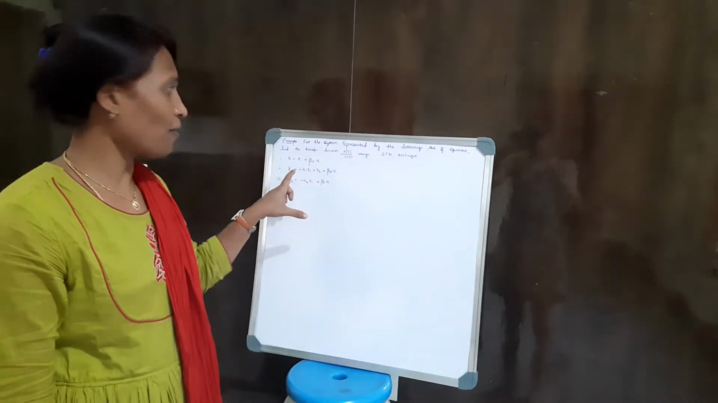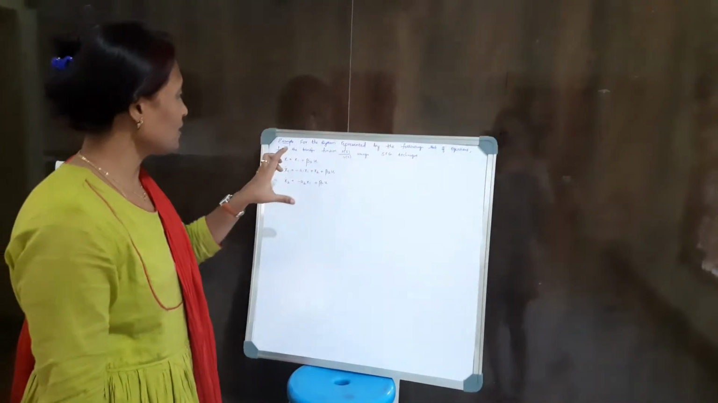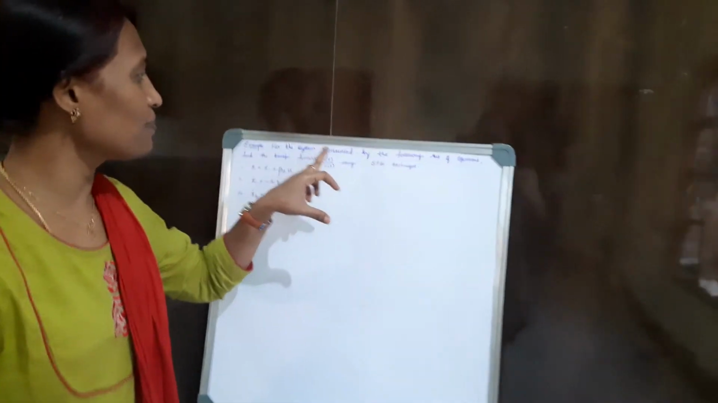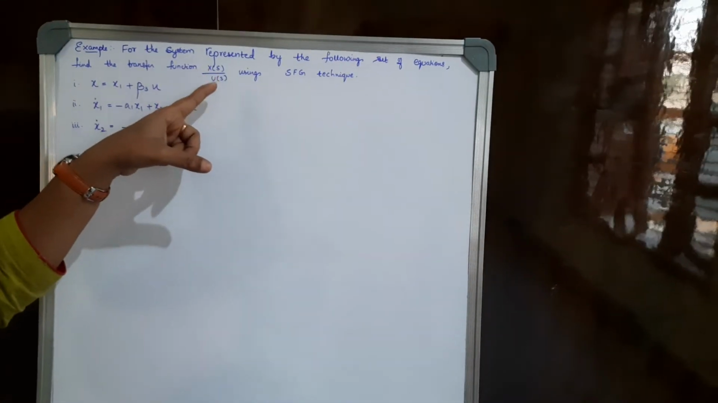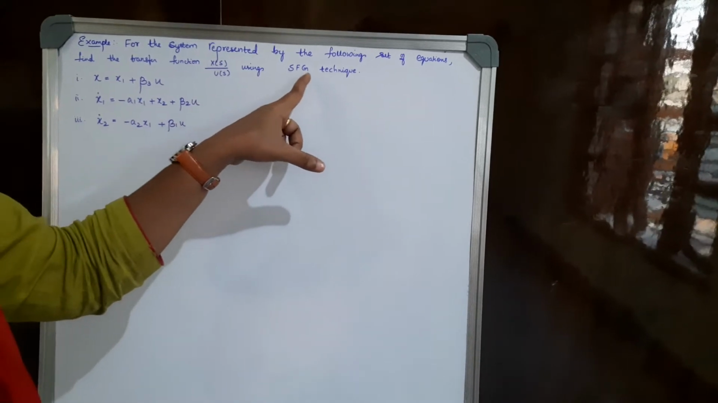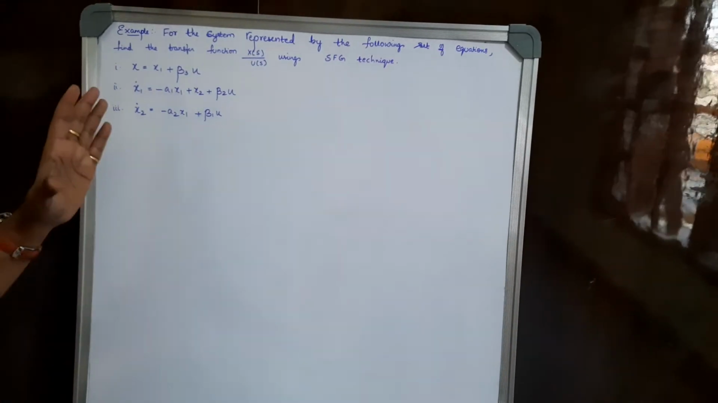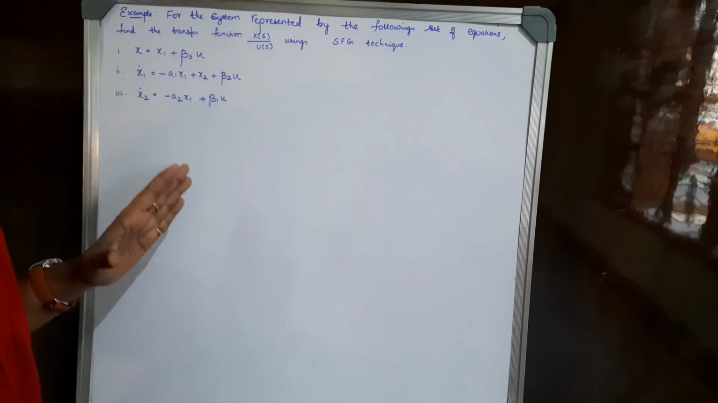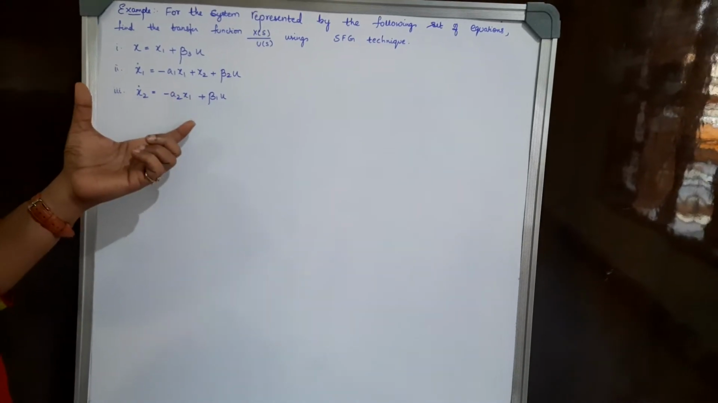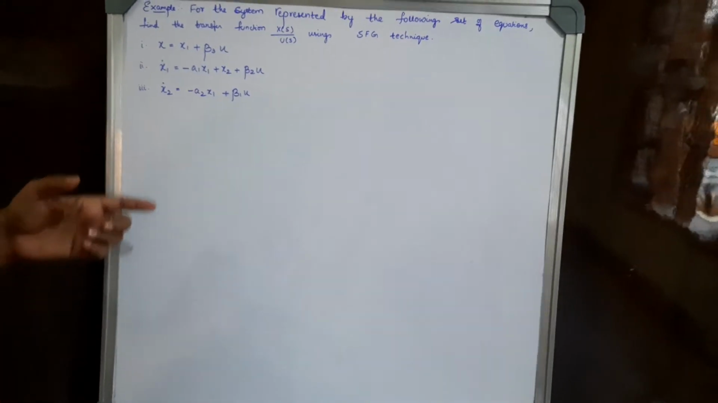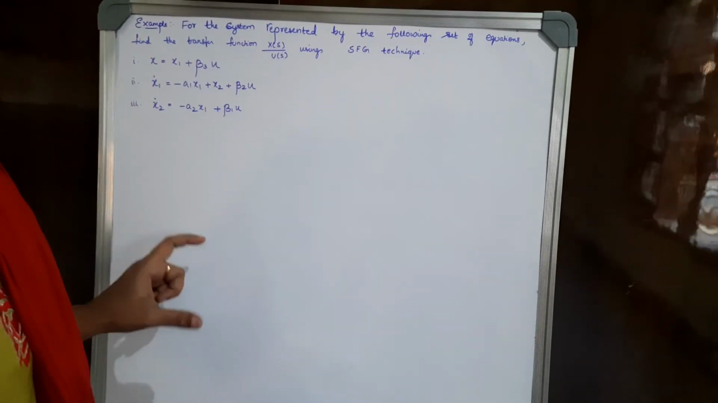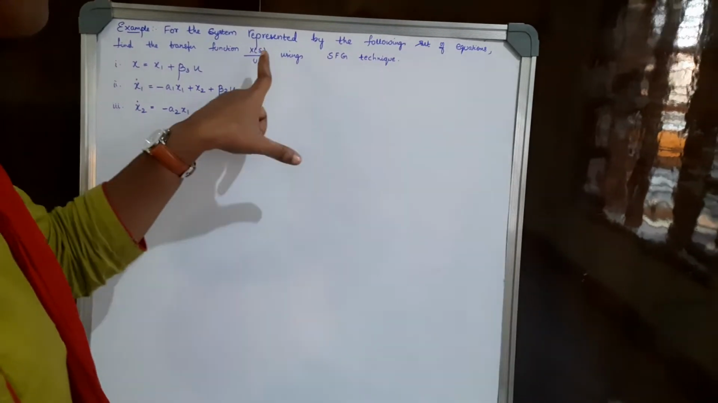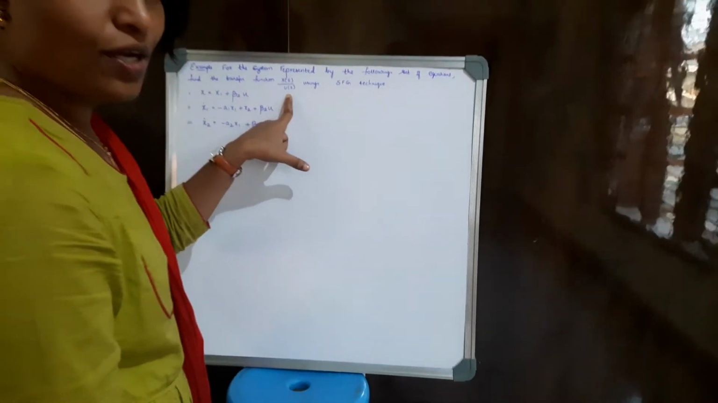This is another problem. You can see here, given as the problem, for a system represented by the following set of equations, find the transfer function X(s)/U(s) using signal flow graph technique. Instead of giving either a block diagram or a signal flow graph, they are given in the form of a set of equations. Now, from these equations, we need to draw the signal flow graph and then in turn find the transfer function X(s)/U(s).